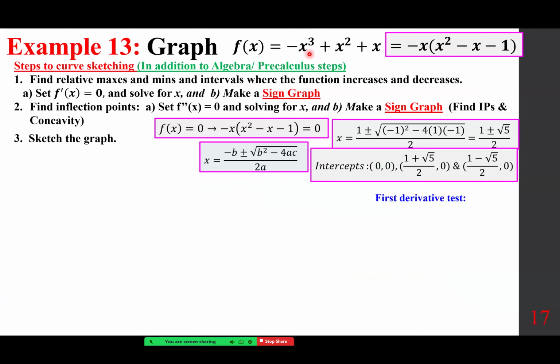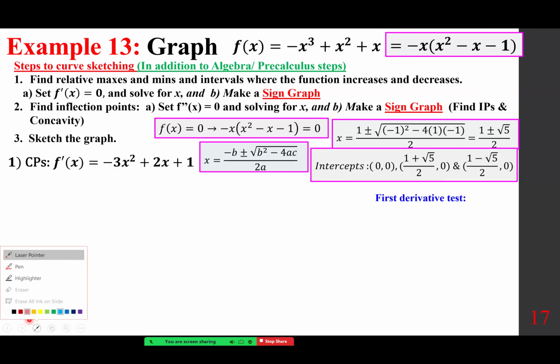So f of x is minus x cubed plus x squared plus x. Therefore, f prime is minus 3x squared plus 2x plus 1. We need to set this equal to 0, so I'm going to factor the negative sign out. I get negative outside the parentheses, 3x squared minus 2x minus 1.